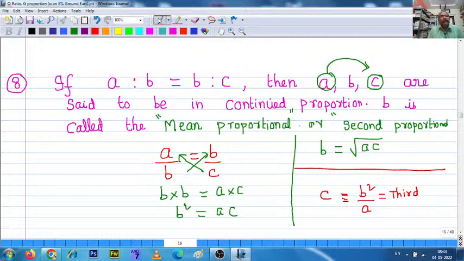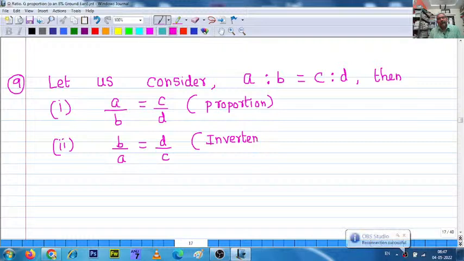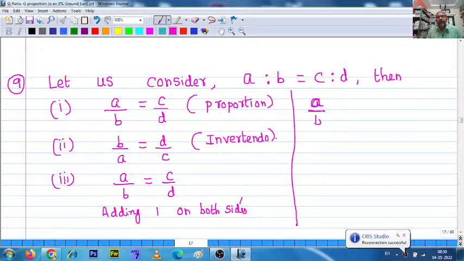Right, third proportional. So let us proceed. So invertendo we can write. For example, now A by B plus 1 equals to C by D plus 1.